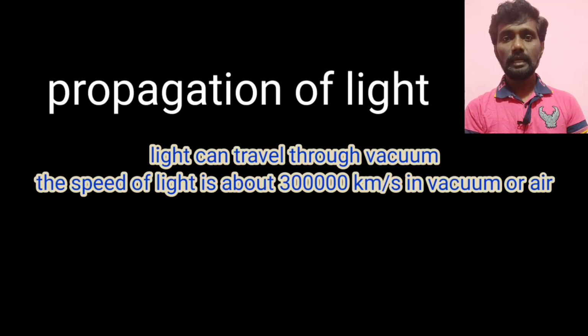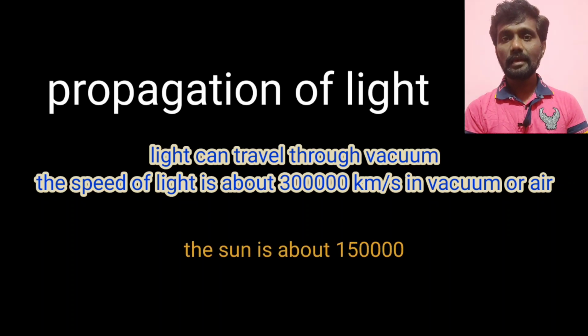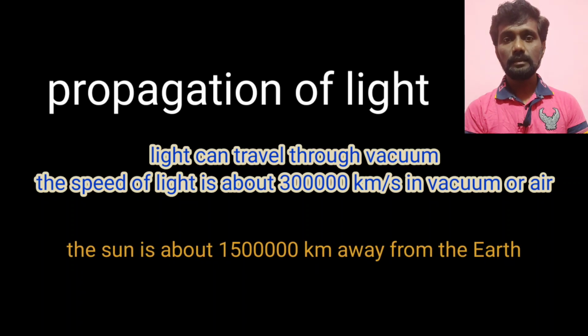Propagation of light. Light is a form of energy that either travels from its source or is reflected from a non-luminous body. Light can travel through vacuum. The speed of light is about 3 lakh kilometers per second in vacuum or air. The sun is about 1500 lakh kilometers away from the earth. Even at this great speed, light takes a little more than 8 minutes to reach the earth from the sun.